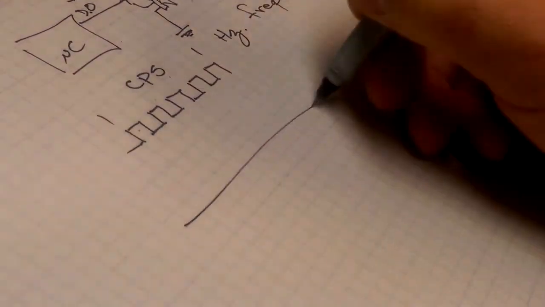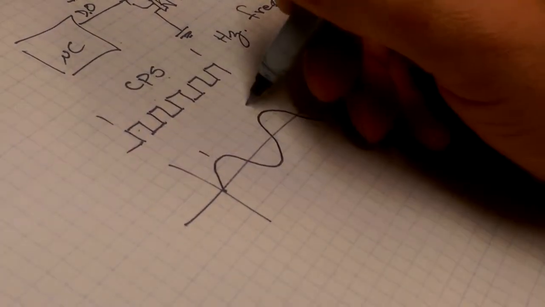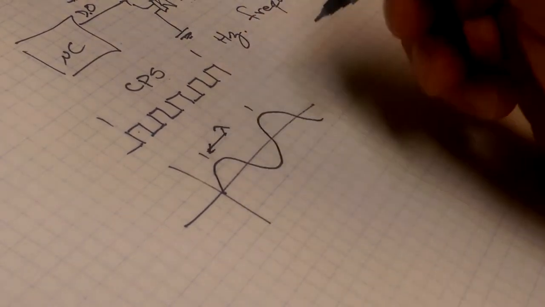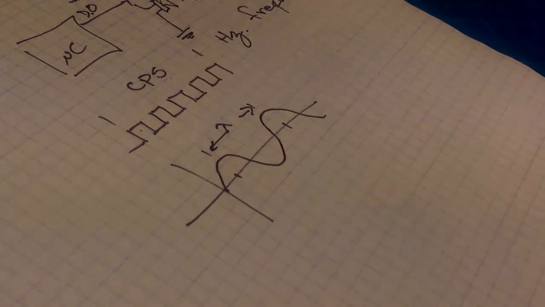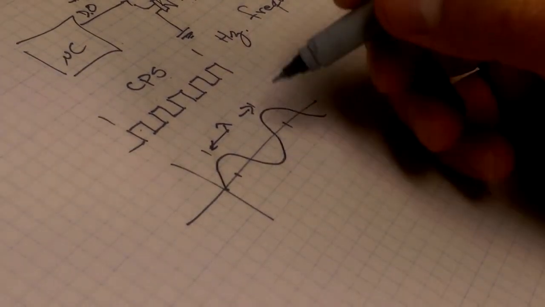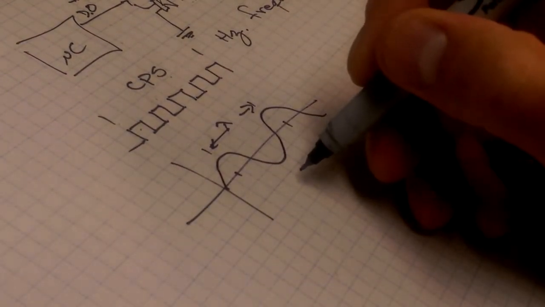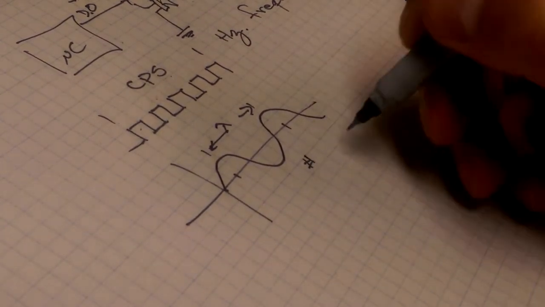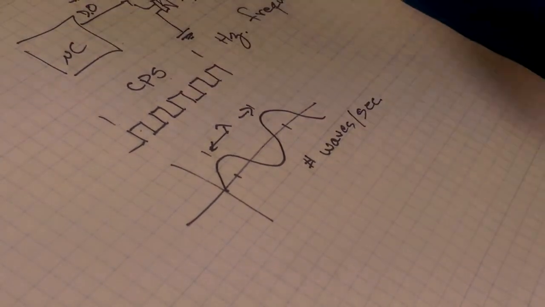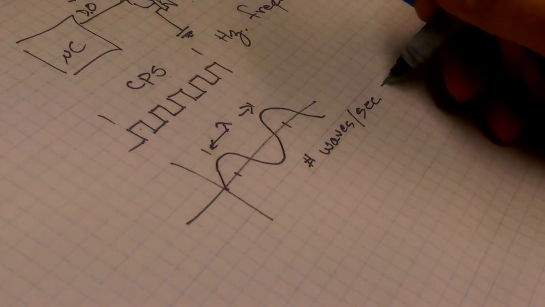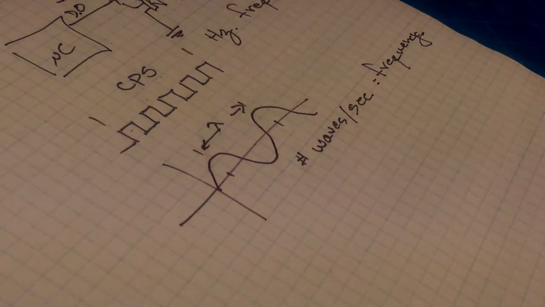So remember, waves have a couple of properties. They have something known as their wavelength, which is the distance that the wave travels over the course of one wave. And then they also have something called the frequency, which would be the number of waves per second, or cycles per second. So that's the wavelength, and that's the frequency, just to get a couple of terms out of the way.